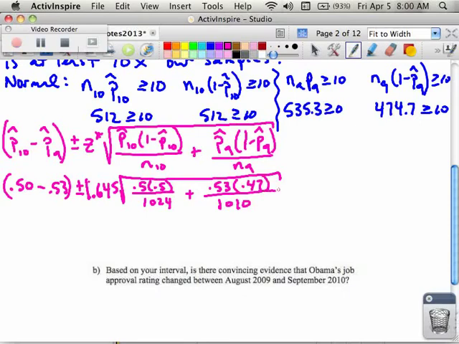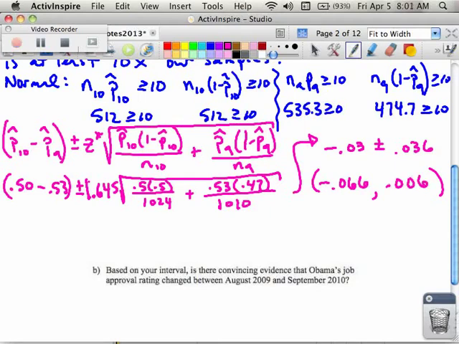And so as I look at this, what I find out is that I get overall a confidence interval that ranges from negative 0.03 plus or minus the stuff from the right-hand side, which is 0.036, or in other words, an interval that goes from negative 0.066 to 0.006. So as you look at this and you think to yourself, man, in 2009 Obama had a 53% rating, in 2010 he had a 50% rating, it looks like he dropped 3%.